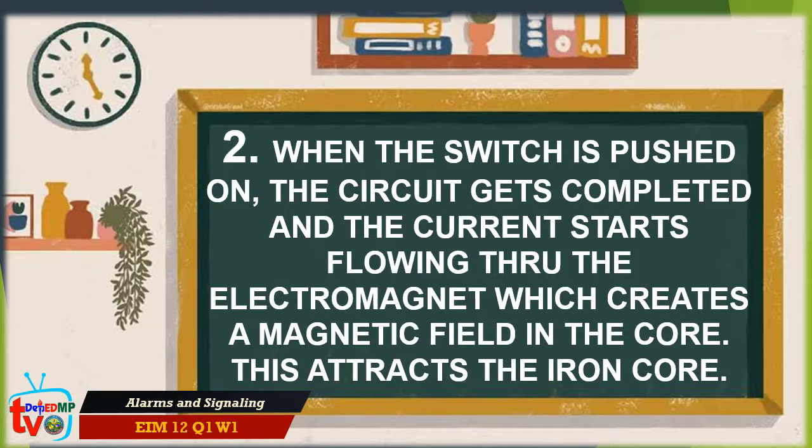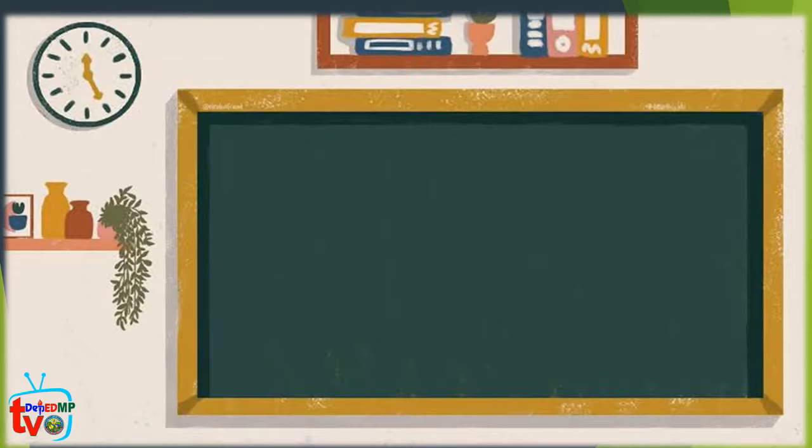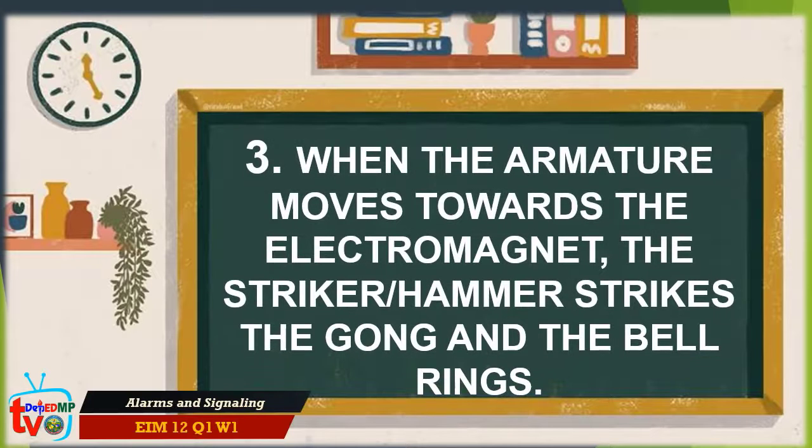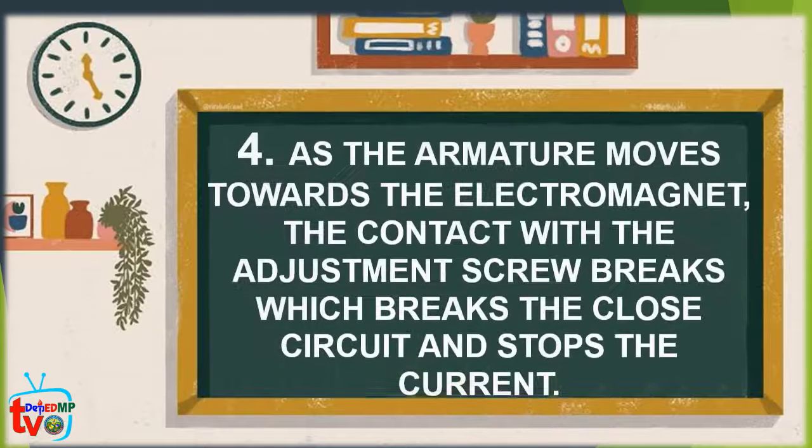When the switch is pushed on, the circuit gets completed and the current starts flowing through the electromagnet, which creates a magnetic field in the core. This attracts the iron core. When the armature moves towards the electromagnet, the striker or hammer strikes the gong and the bell rings.